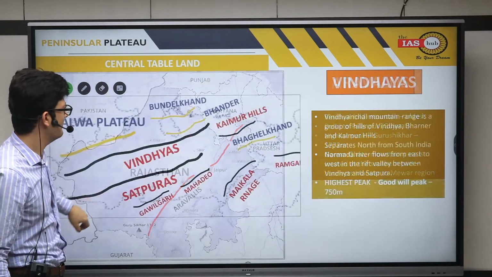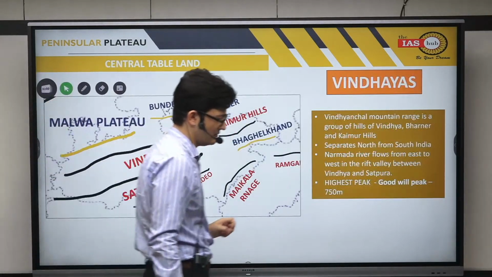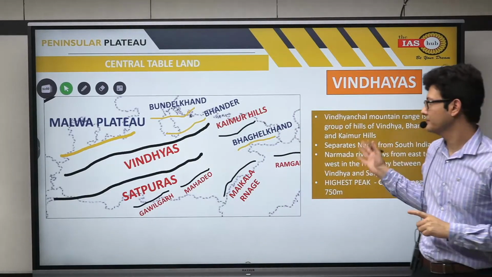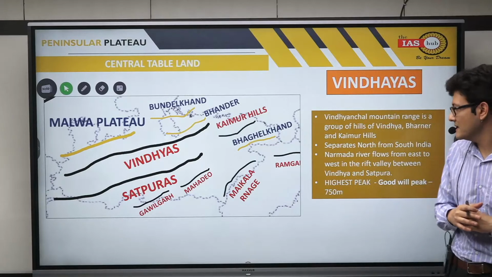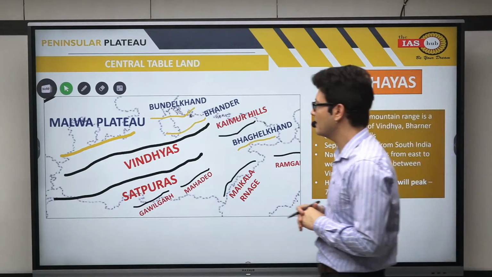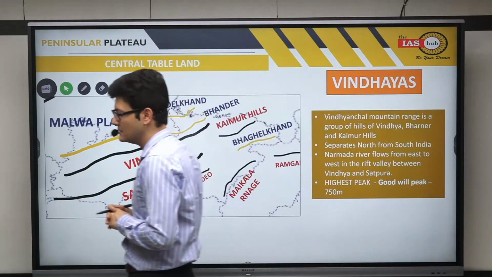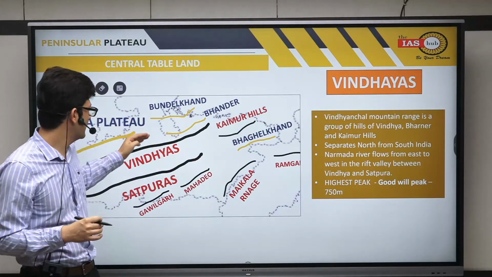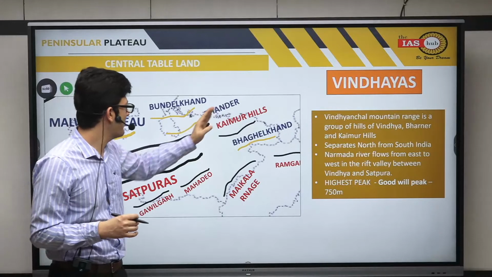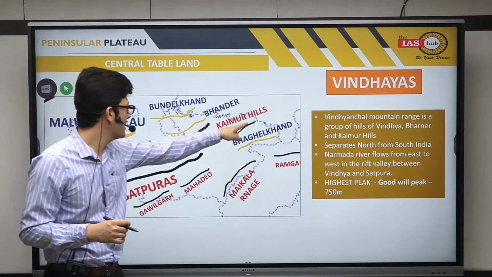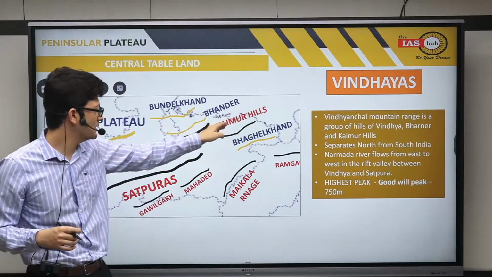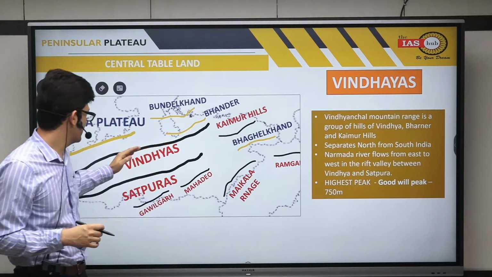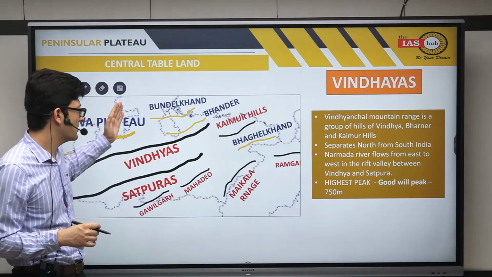Okay, after the Aravallis, if you move towards the Vindhyas, they are the other kind of mountains which lie to the south of the Aravallis, as we had discussed. These Vindhyan mountain ranges are also fold mountains. Some small mountains which are a part of them are Bharner and the Kaimur Hills, which are on the north eastern side of the Vindhyas. It is actually separating north and south India.